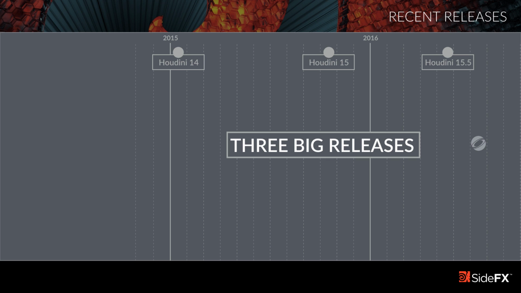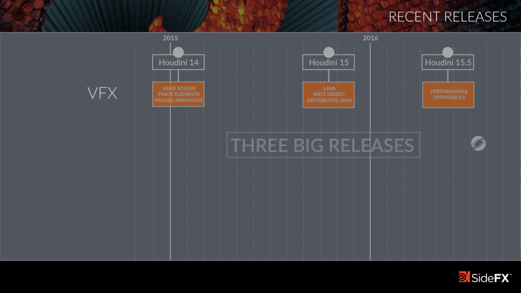I would now like to take you through the key features introduced over these three releases before we take a peek into the future. Over the last three releases, we have added new VFX tools such as the PBD solver used for snow and sand, the finite element solver, and viscosity tools such as lava and melt object. At the same time, we have put a big focus on performance with features such as distributed sims and PEC primitives. Helping you create more sophisticated sims with the resources at your disposal is always a key objective for SideFX.